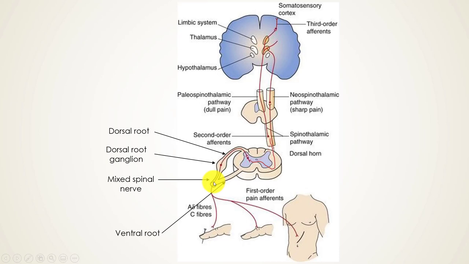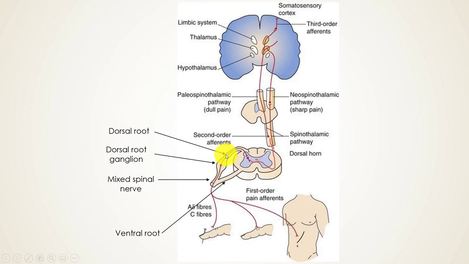This peripheral afferent nociceptive neuron has its cell body in the dorsal root ganglion, right? Now these electrical impulses propagate through the dorsal root onto the central nociceptive fibers of that same neuron, right? I said that the primary afferent nociceptive neuron has two processes: one is the peripheral process and the other one is the central process.